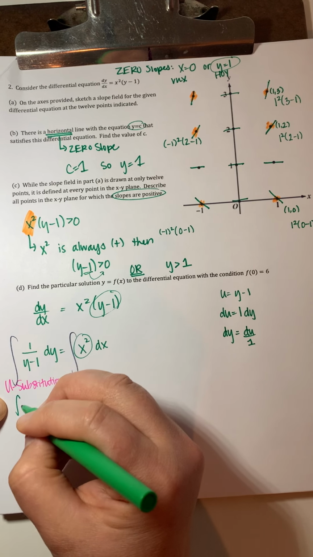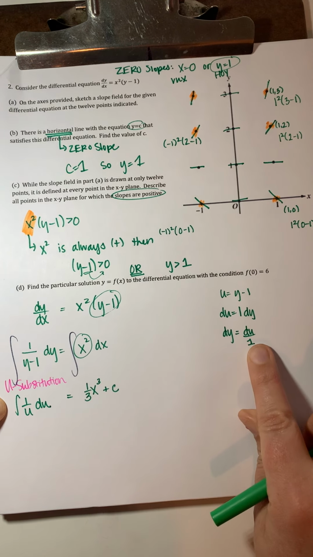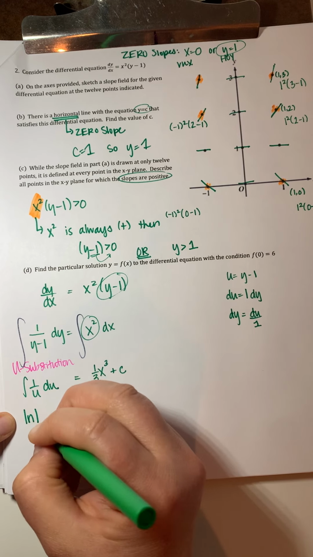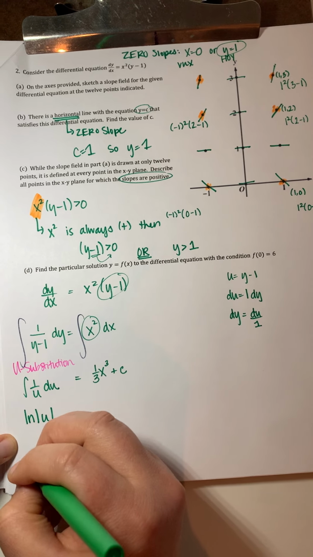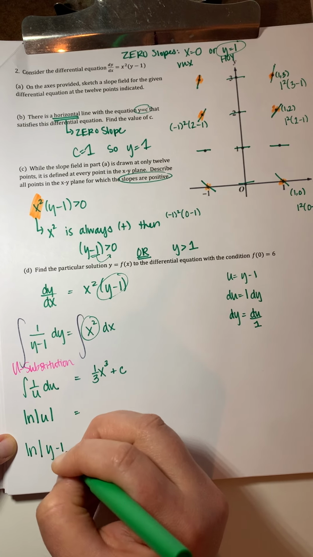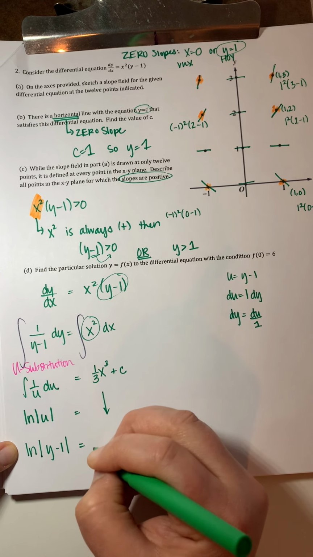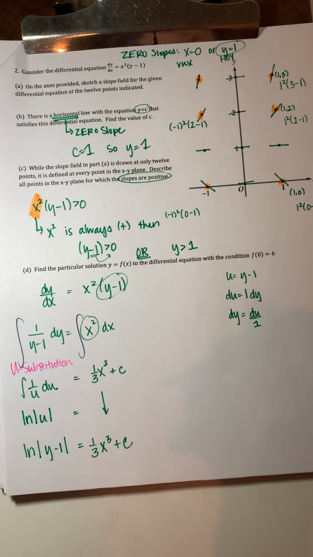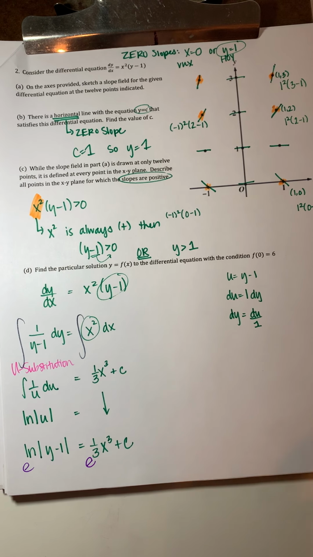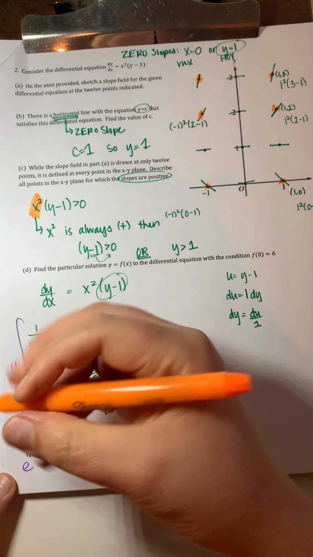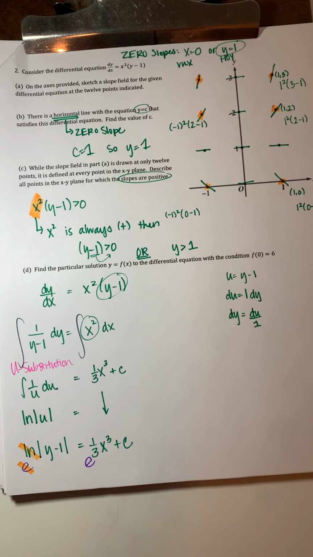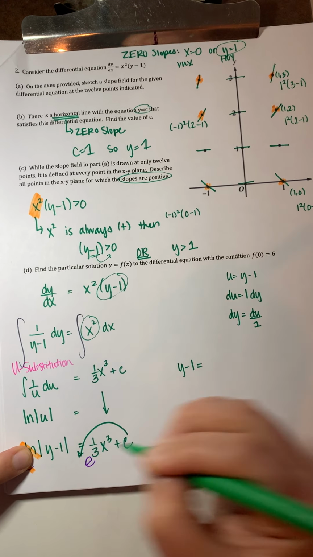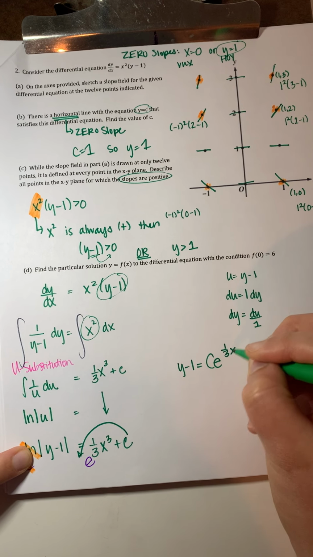Ready to do our integral. So it's 1 over u du, and the over 1, nobody cares about, you can put it or not. The antiderivative of 1 over u is ln absolute value of u, which changes to ln absolute value of y minus 1. Then I'm just going to carry this down, 1/3 x cubed plus c. Next, I'm going to e both sides. e and ln are going to cross out just like they always do. My y minus 1 is going to come down out of the exponent, and then this c is going to drop to the front.